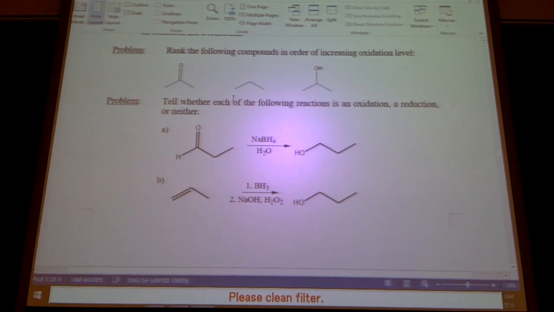So if I look at these compounds, rank the following compounds in order of increasing oxidation level. So which one would have the lowest oxidation level out of those? Yeah, the one without the oxygen. So which would be 2 then? Yeah, the OH. And so this one has the highest oxidation level, the double bond to oxygen. So it'd go 3, 1, 2. This is lowest, this is highest.